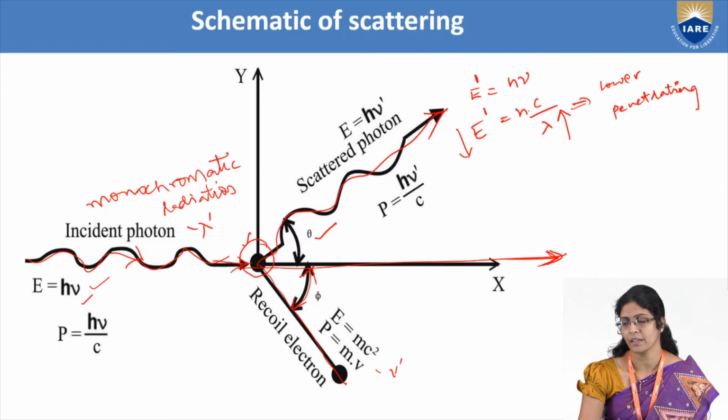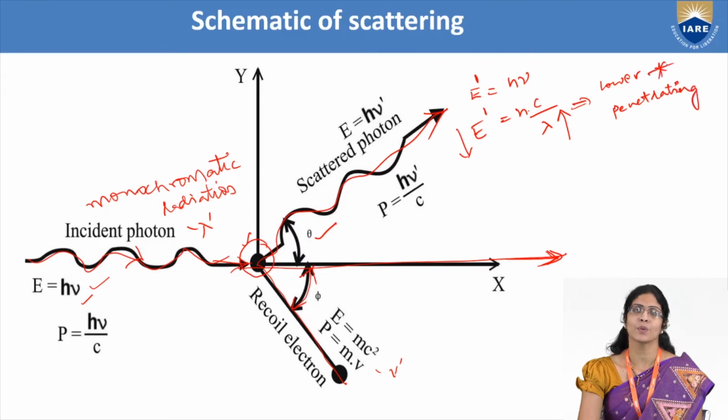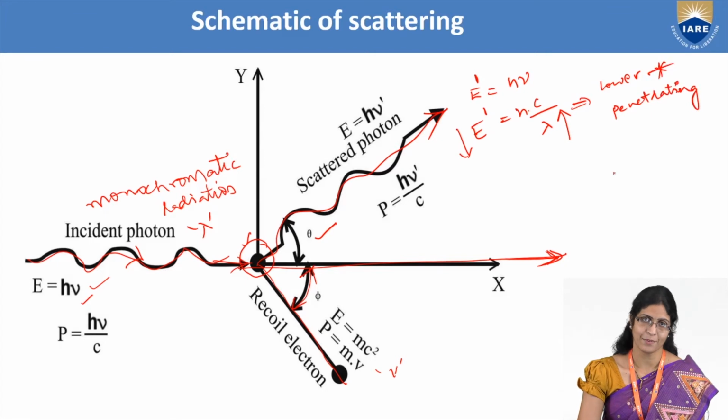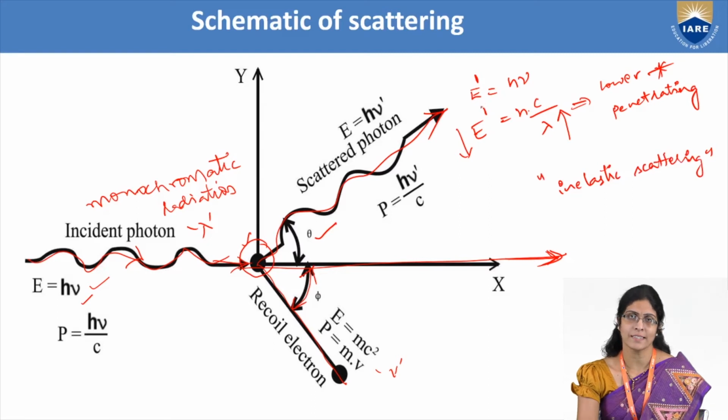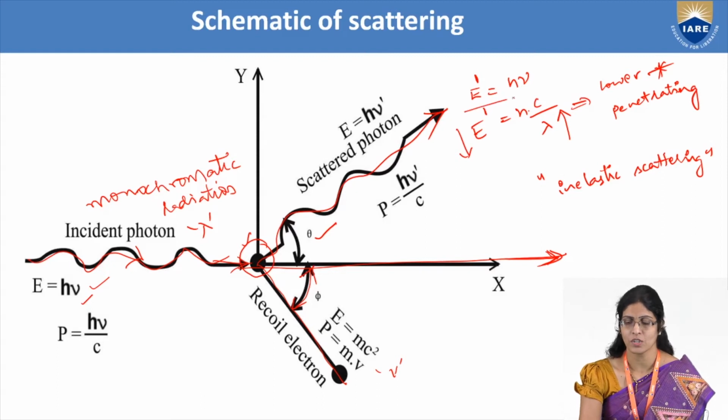Lower penetrating. I will use this property towards the application of this particular effect later in my last slide, so please remember this. So now, what do you understand from this? This is an inelastic scattering, right? This is the best example for inelastic scattering. And this change in energy is not consistent. It's not orderly, it's not consistent all throughout, this change in energy.